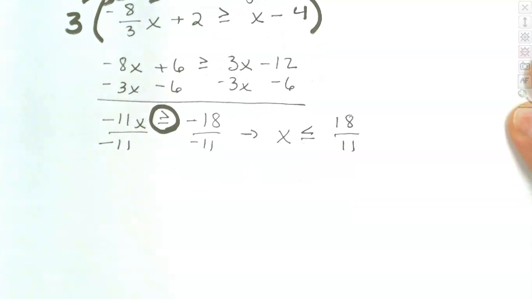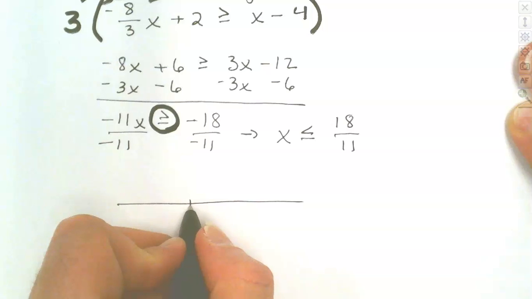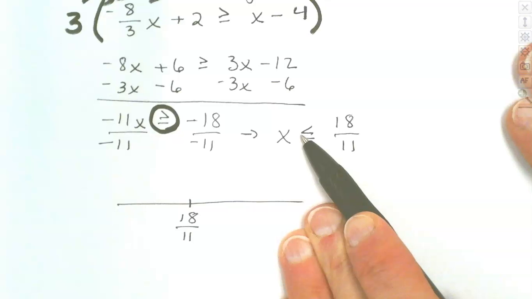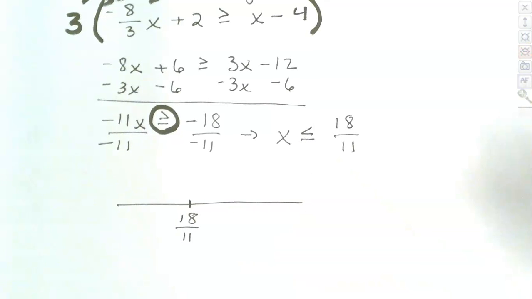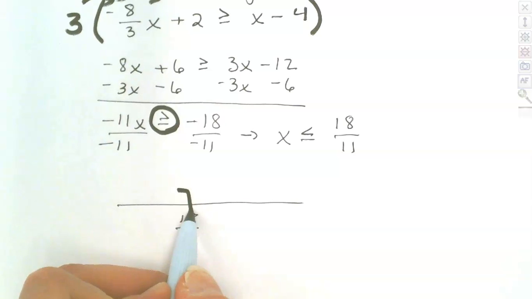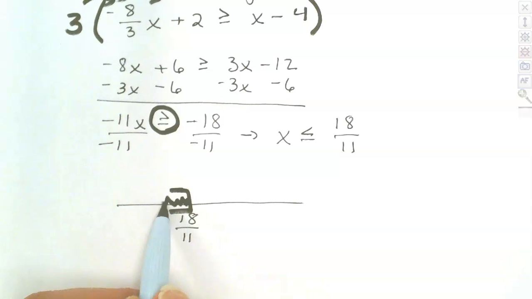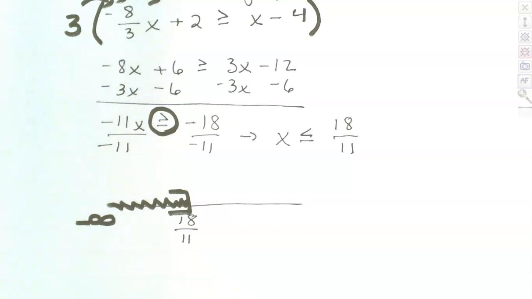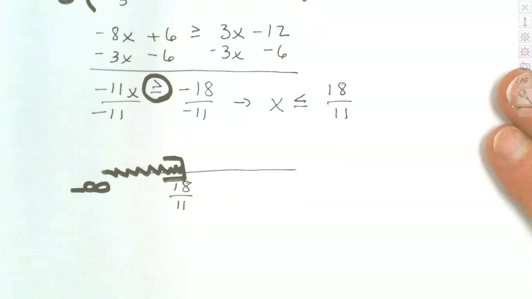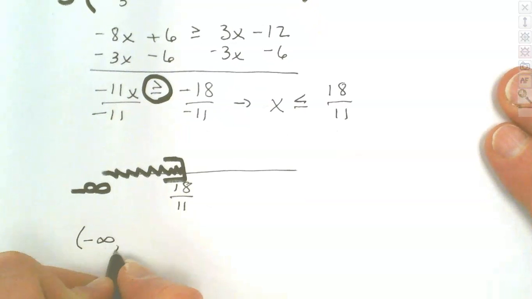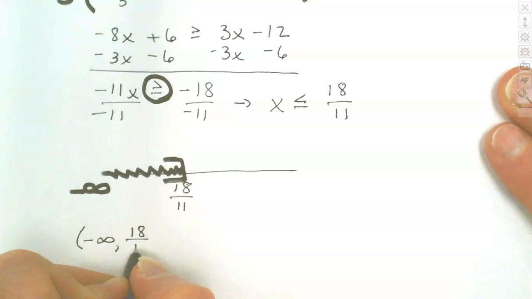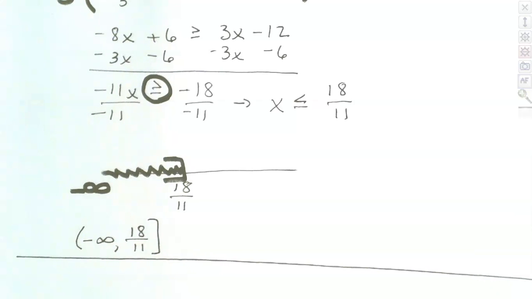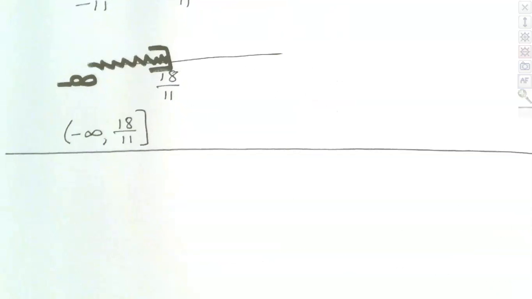We'll put this on our number line. Here is our 18 over 11. It's pointing to the left, so we graph it to the left. It's less than or equal to, so we're going to have to use a square bracket here. Goes out to the left with negative infinity on the left. So then our answer looks like negative infinity, comma, 18 over 11 with the square bracket. One more, and then we'll take a short break.